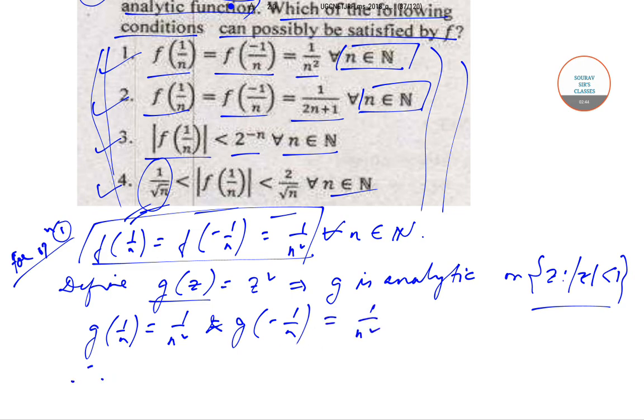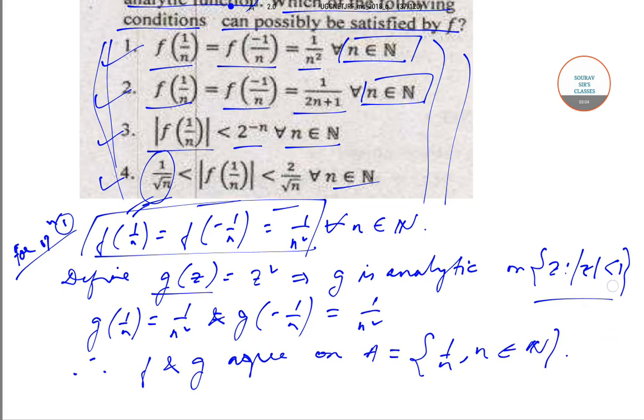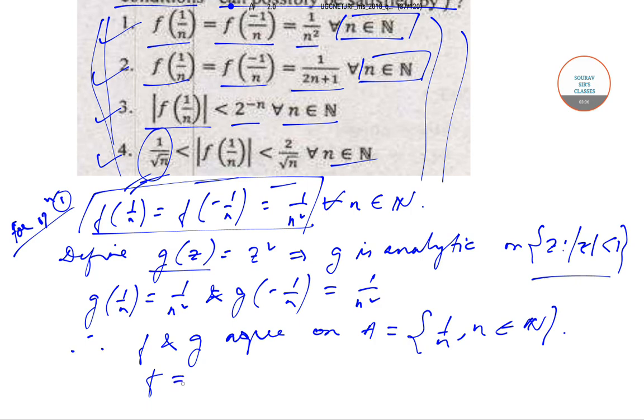So we can say that f and g agree on the set of 1 by n where n belongs to the set of natural numbers. So we can say that f is identically equal to g. Therefore option 1 is correct.